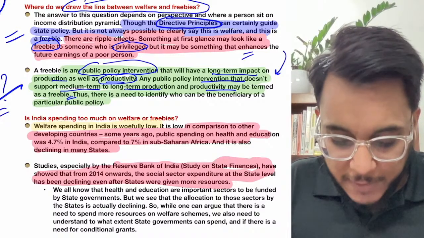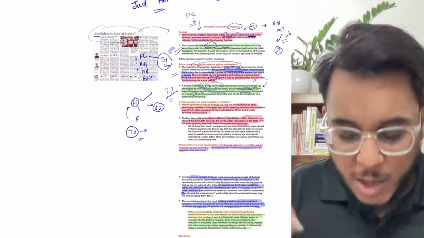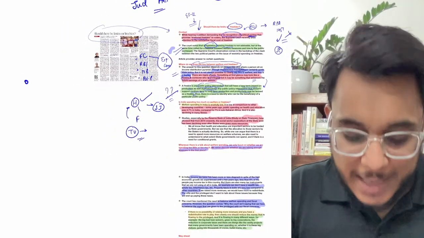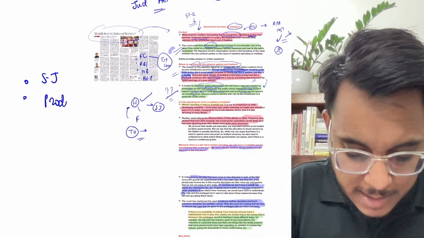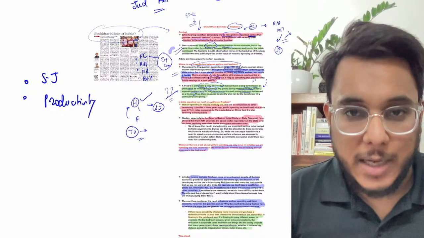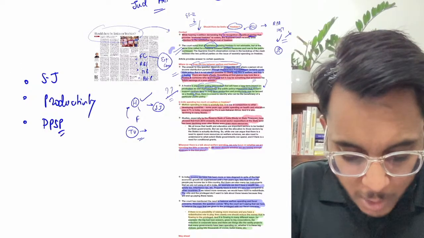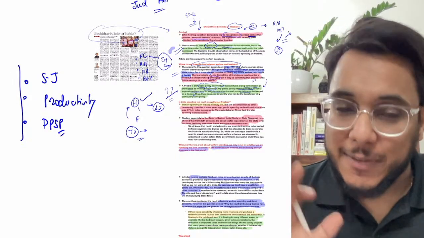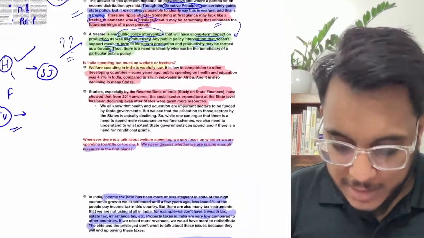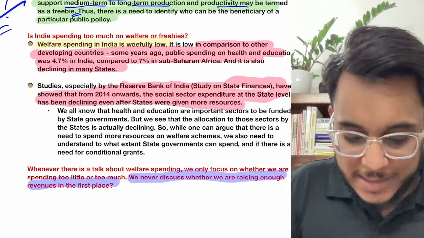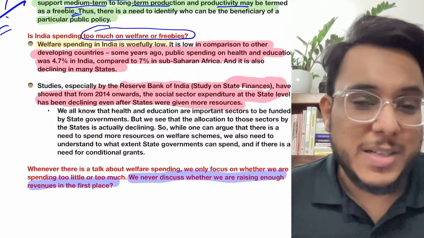So guys, there are different perspectives on what exactly is a freebie and what is not a freebie. Now what could be the parameters? The parameter is: if a particular thing brings social justice, if it enhances productivity, and if it is directly fulfilling the principles of the DPSP, we will call that it is not a freebie, it is a welfare mechanism. But if these three parameters are not being fulfilled, you can say that it is a freebie. This issue is coming. Now the question is, is India spending too much on welfare or freebies? Are we spending too much? Is it really a fact?